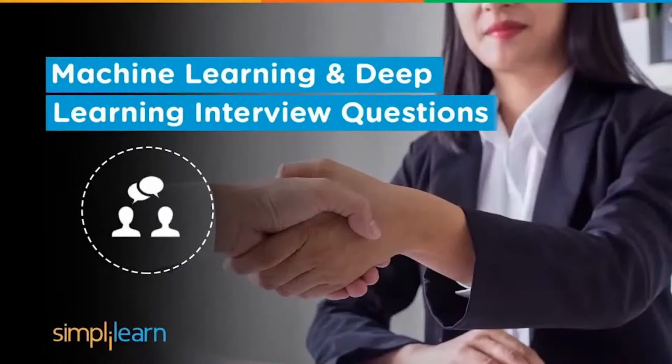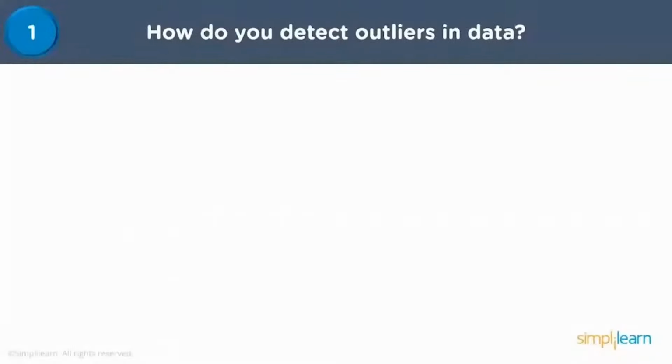In our previous video, we had discussed the important interview questions on mathematics, statistics, probability and linear algebra that are often asked in any data science interview. Today, we will learn about some of the machine learning and deep learning interview questions. So let's begin with our first question. The first question is how to detect outliers in data.